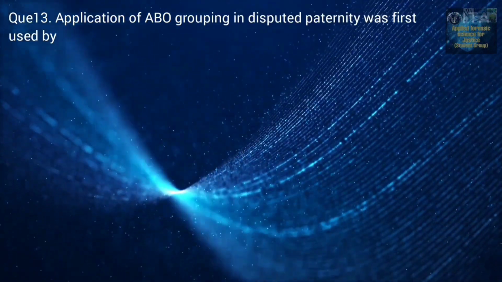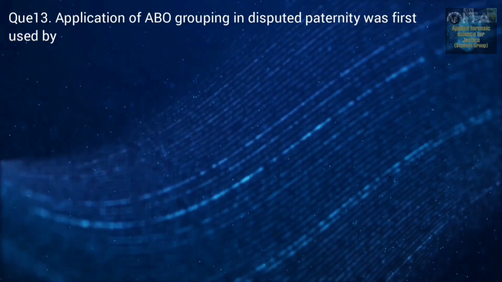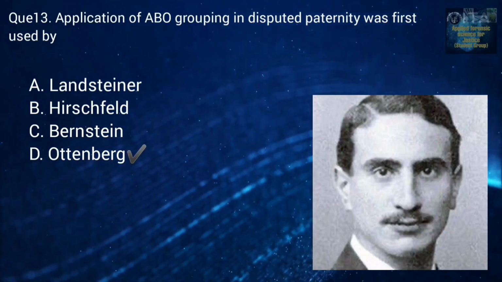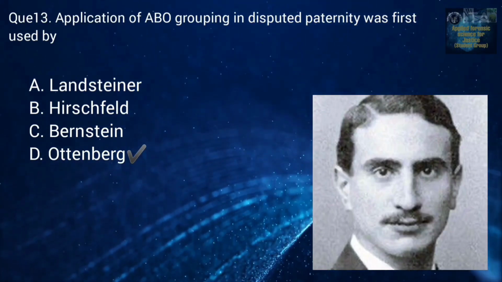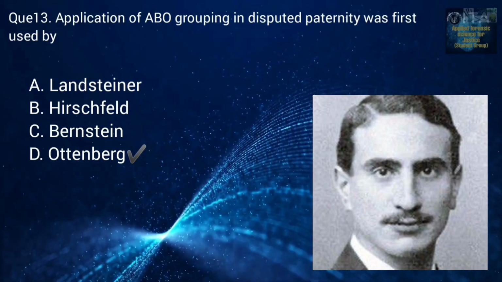Question number 13. Application of ABO grouping in disputed paternity was first used by. Options are A. Landsteiner, B. Hirschfeld, C. Berenstein, D. Utenberg. The correct answer is D. Utenberg.